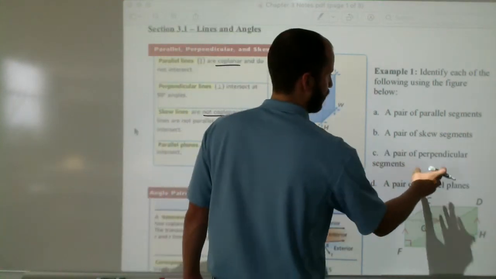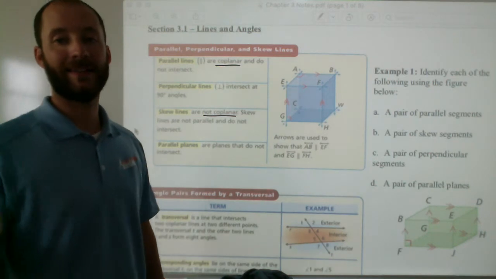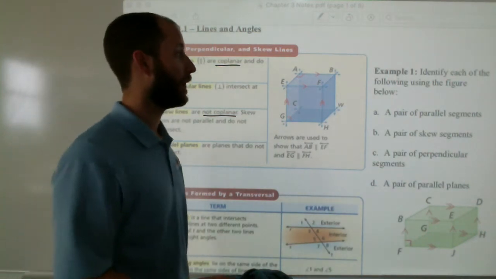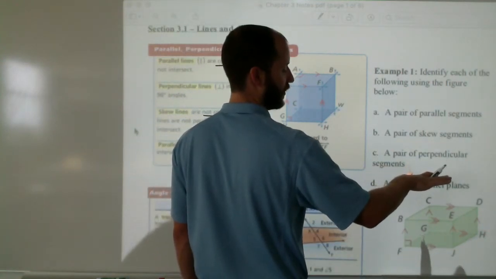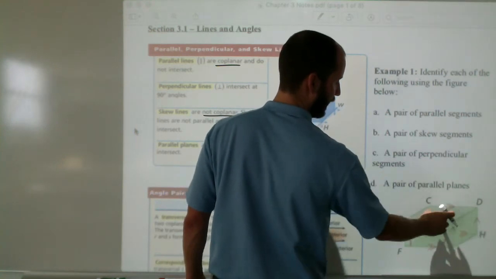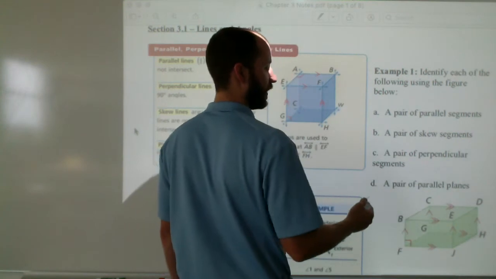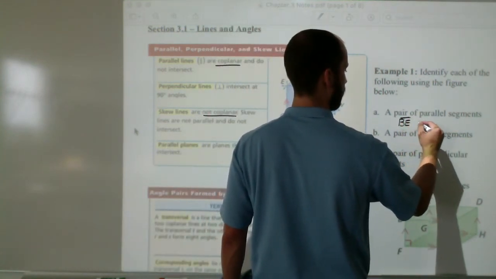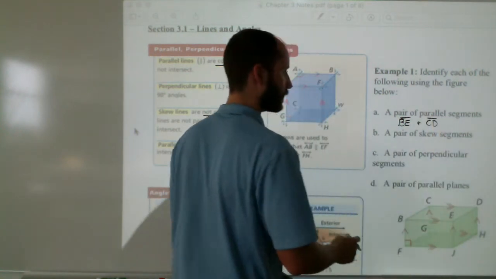So identify each of the following using the figure below. Of course, you could find different ones than what I'm going to write because there is more than one example. But a pair of parallel segments, I'm going to go with the top surface there. I'm going to go with BE in the front and CD in the back. They have two sets of wings on them, denoting that they are parallel. So line segment BE and line segment CD.